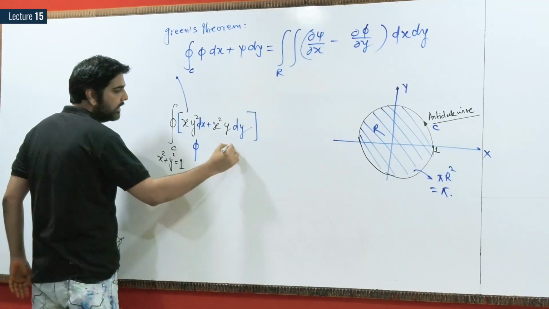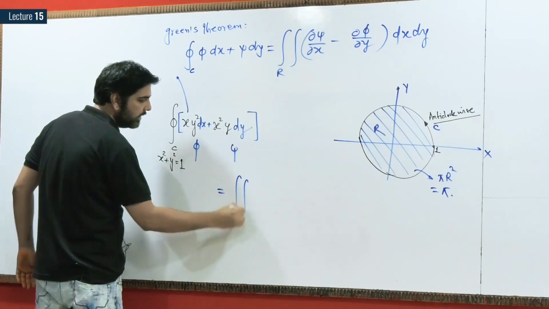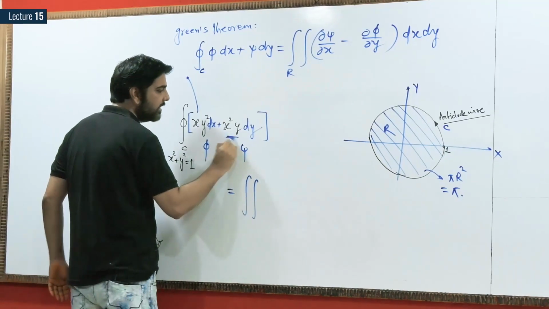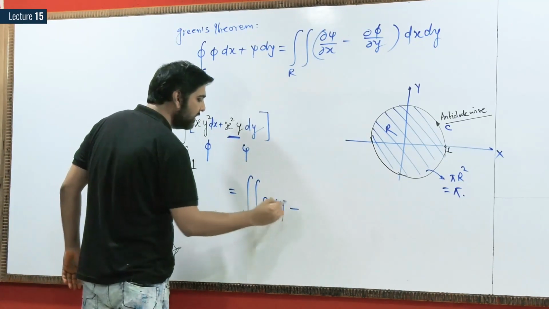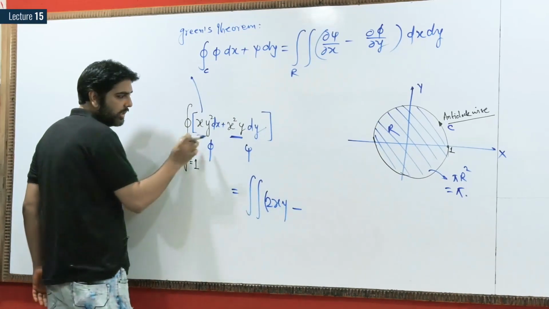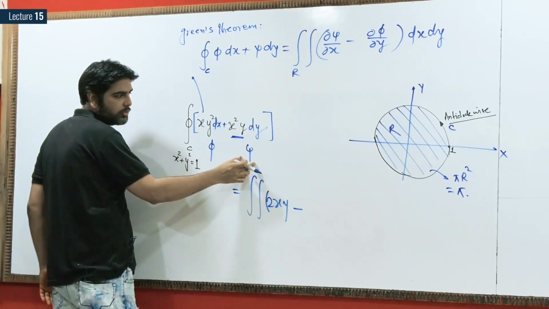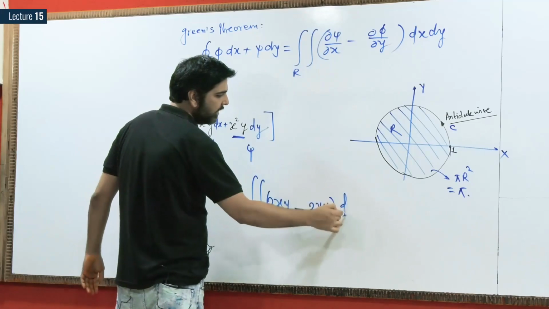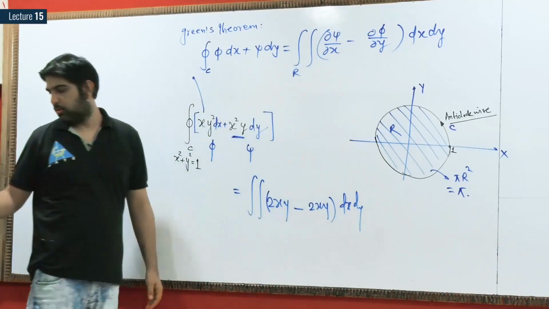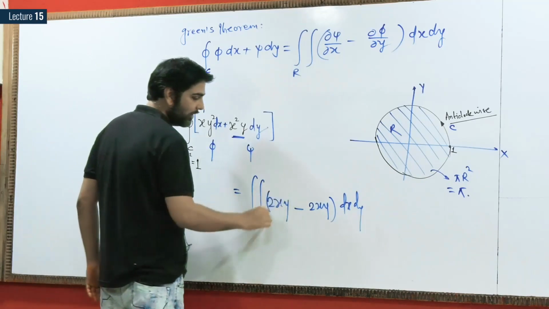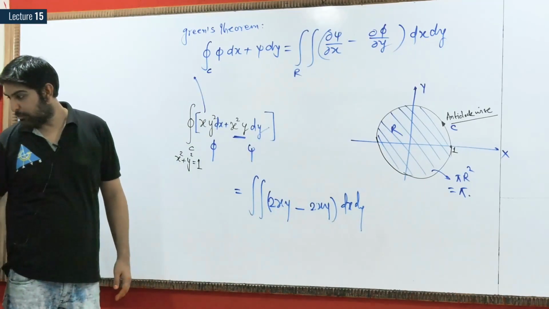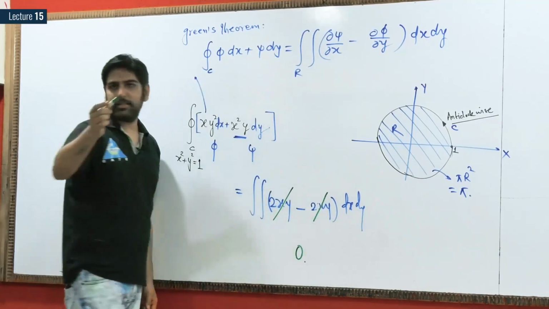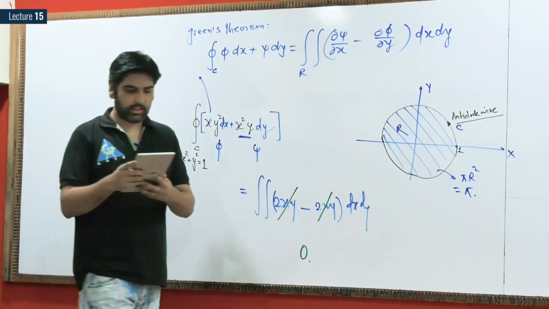So dear students, let us see here. Del phi by del x is 2xy, and del phi by del y is again 2xy, with dx and dy. So the moral of the story is that I am using Green's theorem, and this is nothing but 0. The answer is 0. So it is a fill-in-the-blank question, and that is the answer of question number 24.